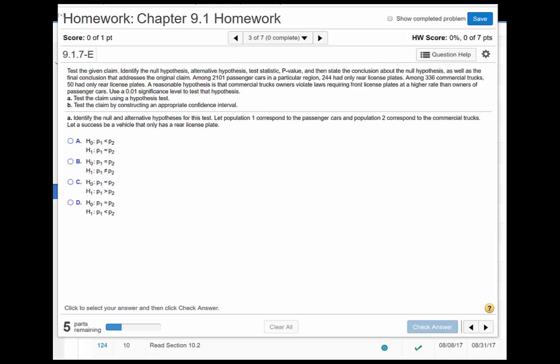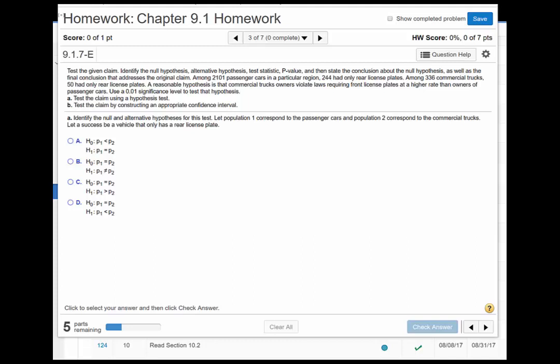Among 336 commercial trucks, 50 had only rear license plates. A reasonable hypothesis is that commercial truck owners violate laws requiring front license plates at a higher rate than owners of passenger cars. Use a 0.01 significance level to test that hypothesis. In the A part, we will test the claim using a hypothesis test. In the B part, we will test the claim by constructing an appropriate confidence interval.